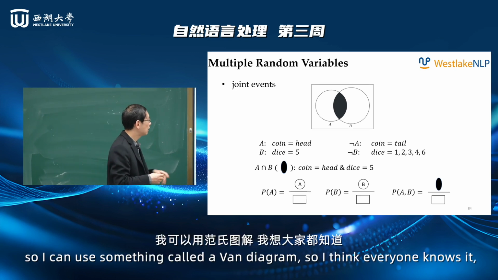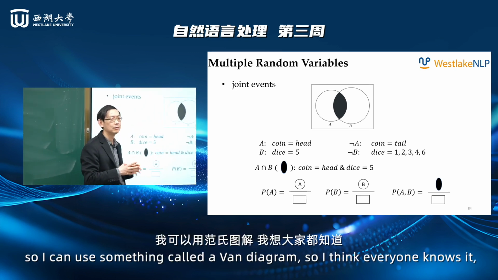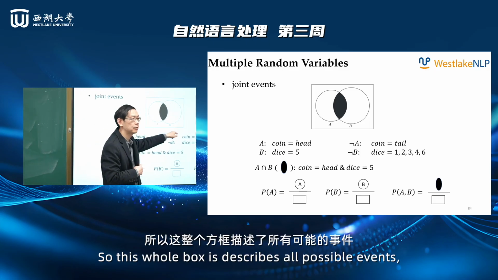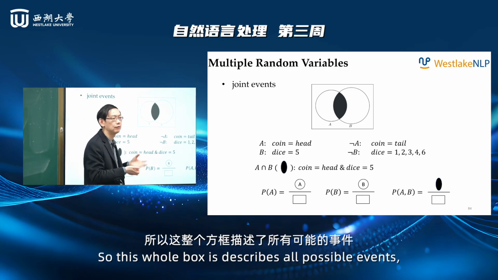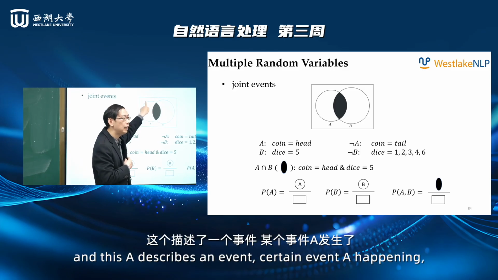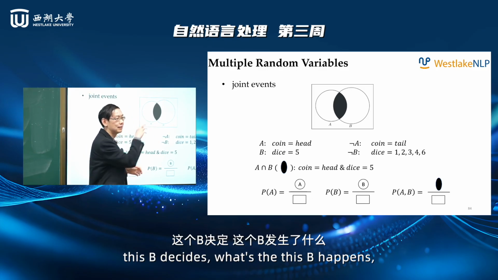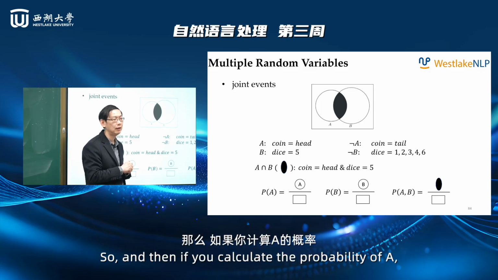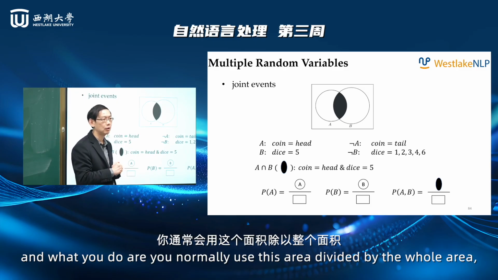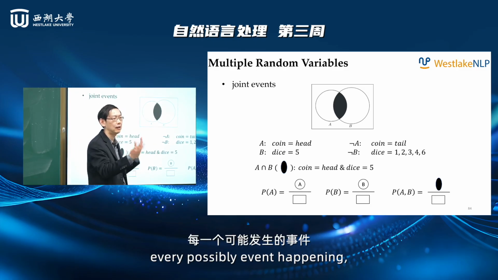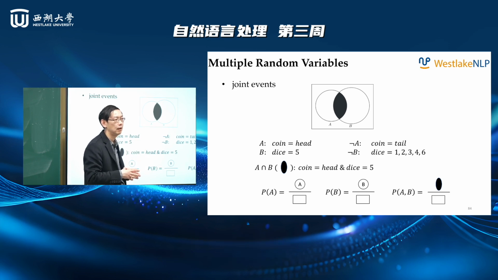So I can use something called a Venn diagram. I think everyone knows it, right? This whole box describes all possible events. And this A describes a certain event A happening. This B describes that B happens. And then if you calculate the probability of A, what you normally do is use this area divided by the whole area, every possible event happening, right?